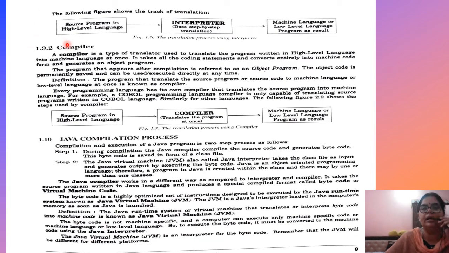Now see how the program works. The figure is there: source program in high level language, then the interpreter does it step by step, and then machine language or low level language. Now a compiler is also a type of translator which translates the source program or source code to machine language or low level language. In this, the compiler translates the program only once, and then it gives the result in machine language.